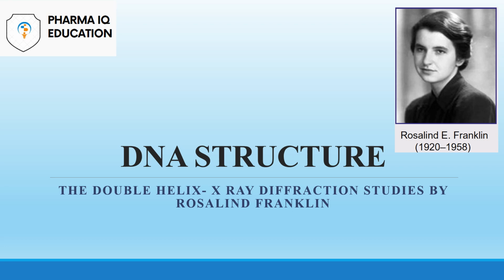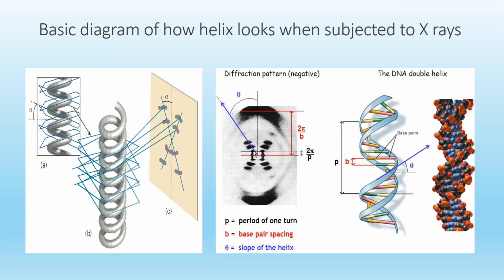Hi, in today's lecture we are going to discuss the interpretation of Franklin's X-ray diffraction pattern of DNA and how this interpretation paved the way to Watson and Crick's model of DNA. But first things first, before I proceed further, I'll show you a basic diagram of how a helix looks when it is subjected to X-rays.